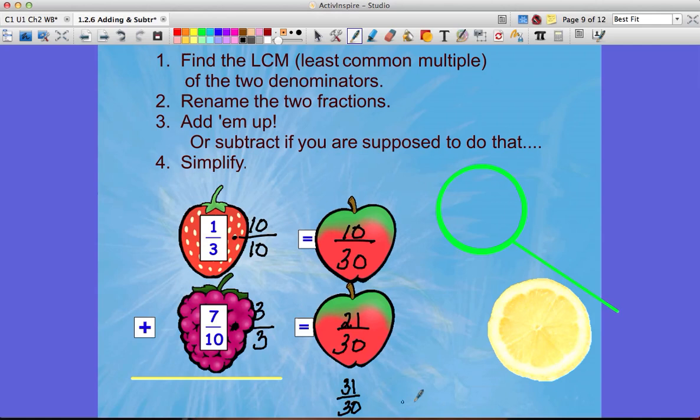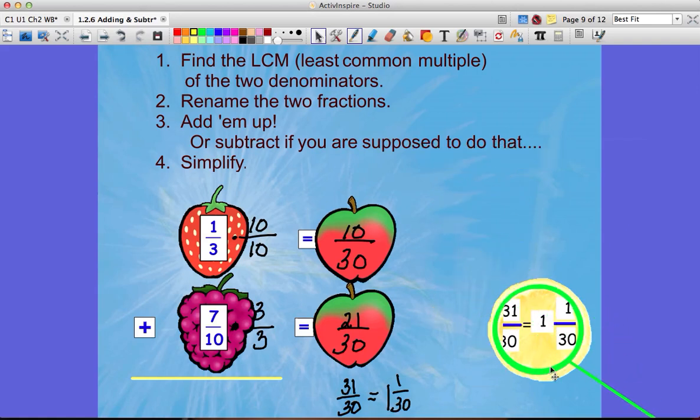31/30. And this one should be fairly easy, so I'm not going to write out the division. I'm okay with that because I know I have 31 pieces and I can put 30 in a group, so I can only make one full group. I'd have one left over and I'd still have a denominator of 30. So my answer in this case should have been 1 and 1/30.